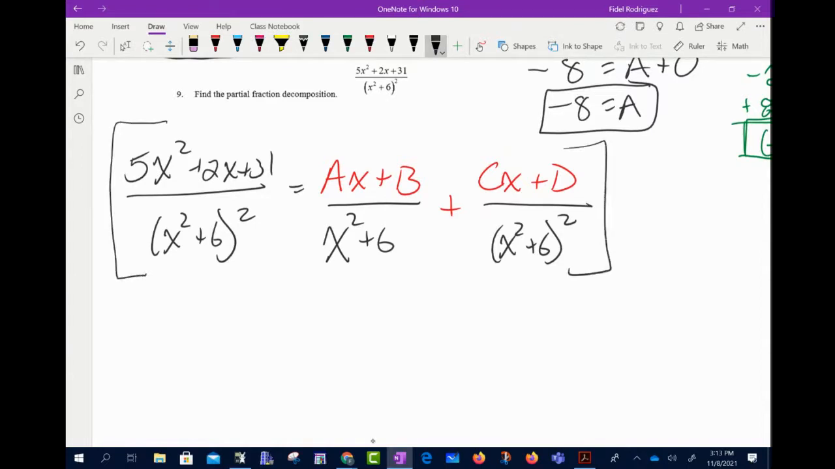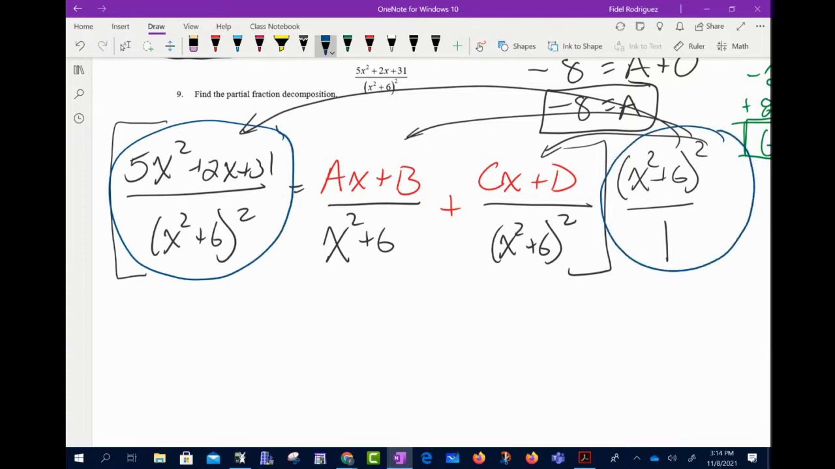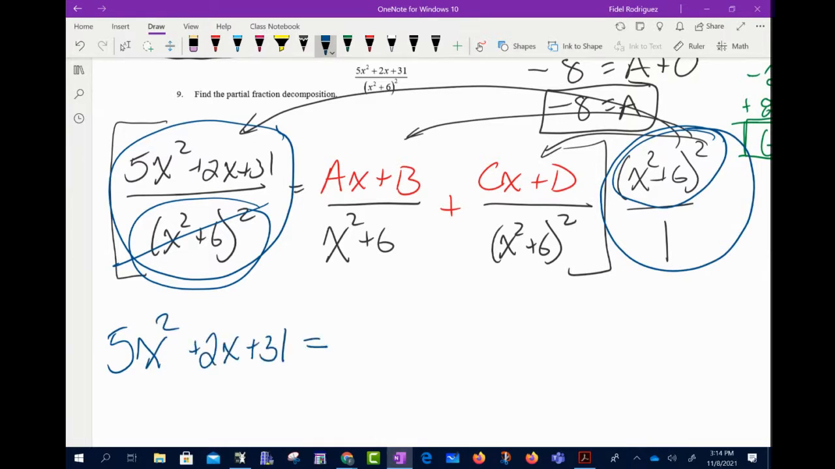Once I write that out, my next part is to take the common denominator, which in our case is x squared plus 6 being squared, and multiply it 3 times. We're going to go 1, 2, and 3. Just like we did before, I'm going to circle this part right here and this piece over here. Y'all agree that the x squared plus 6 all being squared is going to cancel out? Because this piece is the exact same as that piece, so that's just going to go away, and I'll be left with 5x squared plus 2x plus 31.